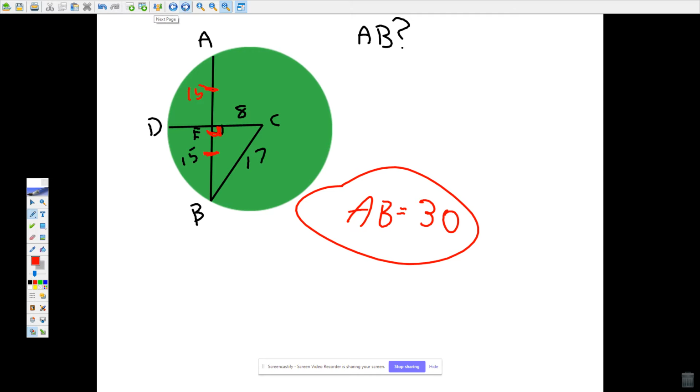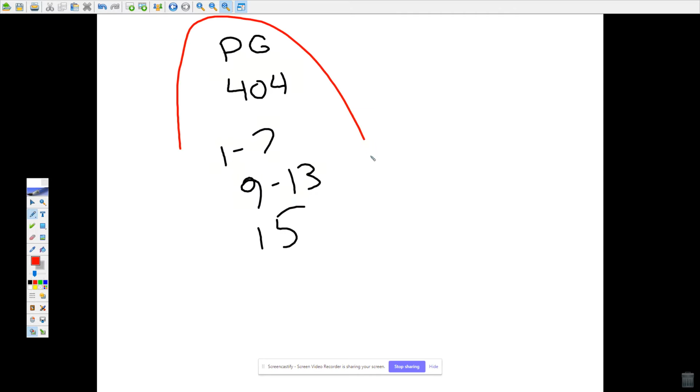That brings us to the end of the review. Please work on these textbook questions. We will have the quiz in the next couple days.